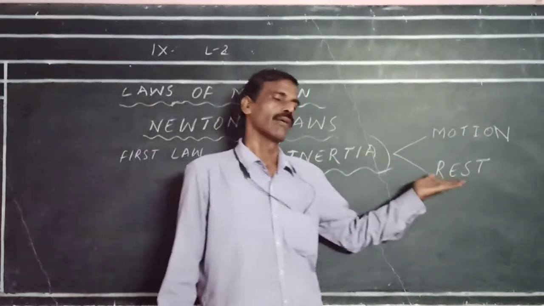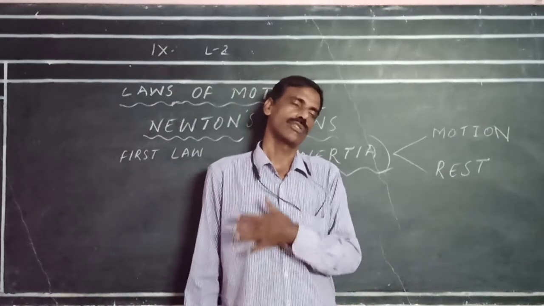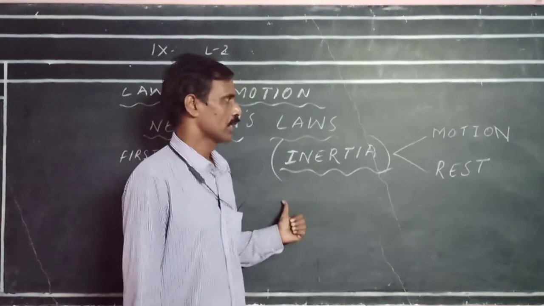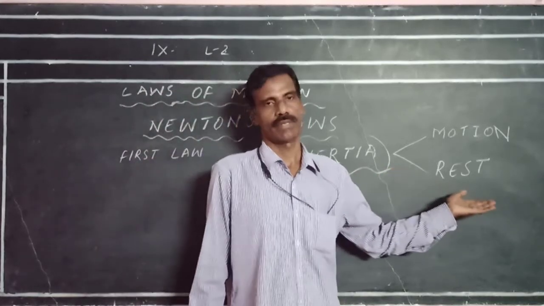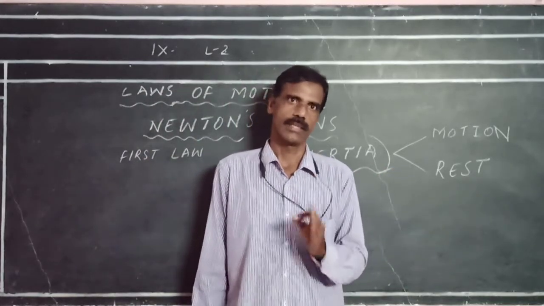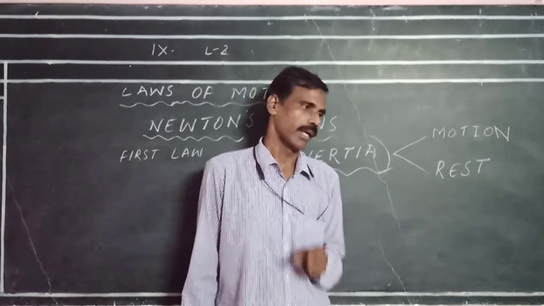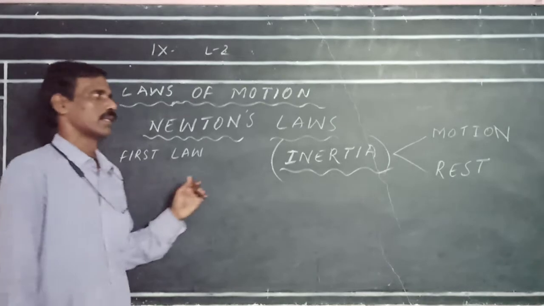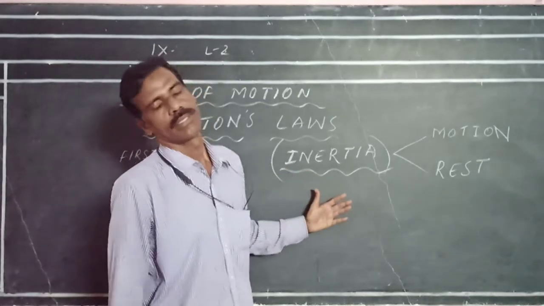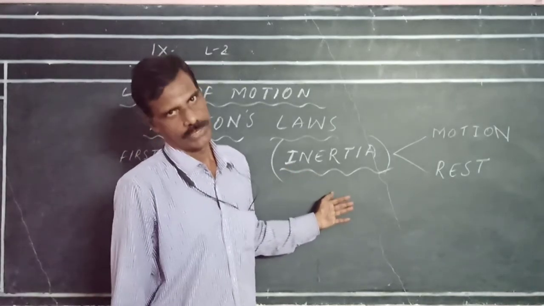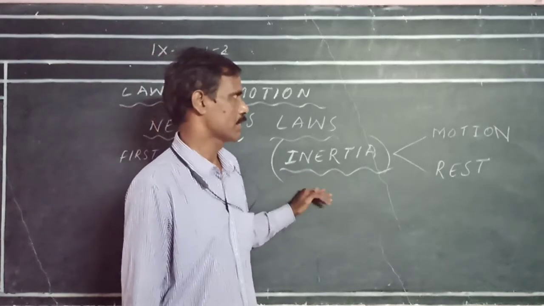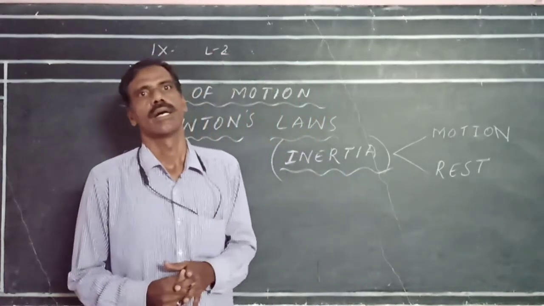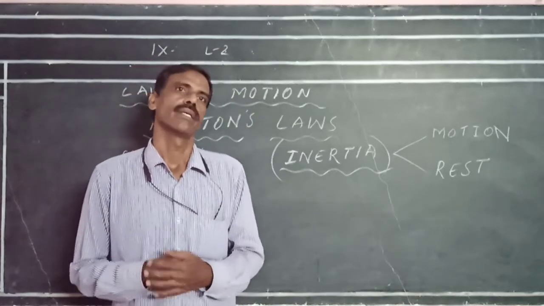And a body which is at rest continues to be in the state of rest. That property of the body is known as inertia of rest or static inertia. So finally, the first law of motion also discusses the property of the body that is known as inertia of rest and inertia of motion. This you can observe in many cases.